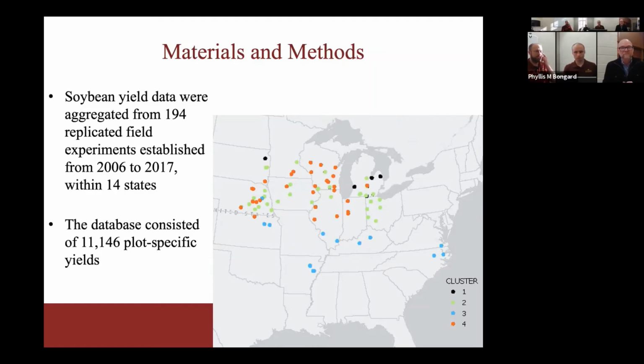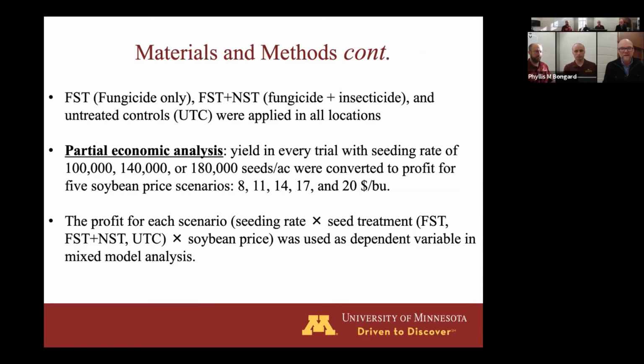Mostly they looked at just a pure prophylactic approach to putting out seed treatments on soybeans and monitoring the yields from those. All trials included a fungicide alone, a fungicide plus insecticide, and those were neonicotinoids, of course, as well as an untreated check. So every one of these trials included those three treatments.